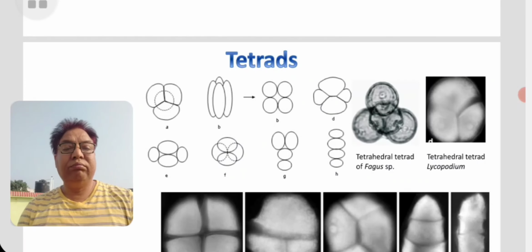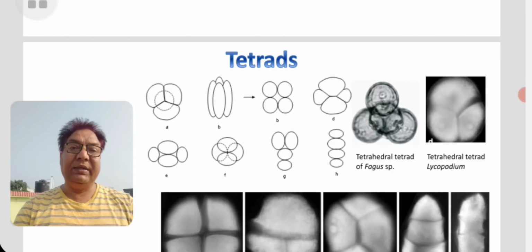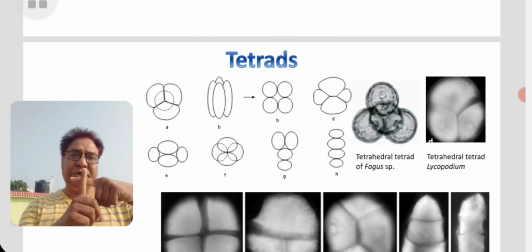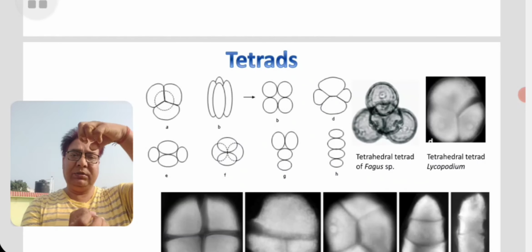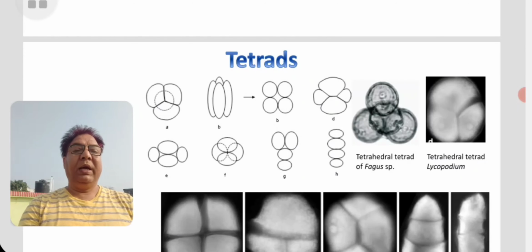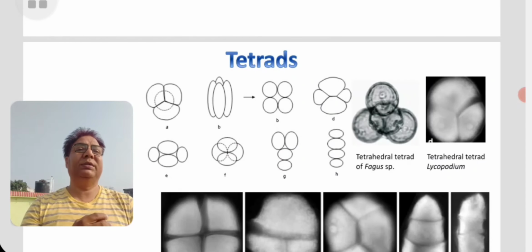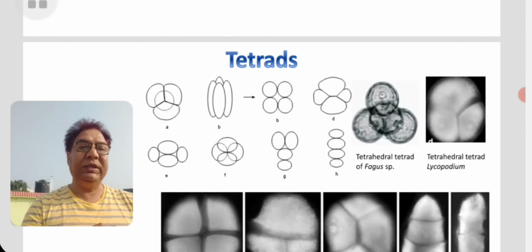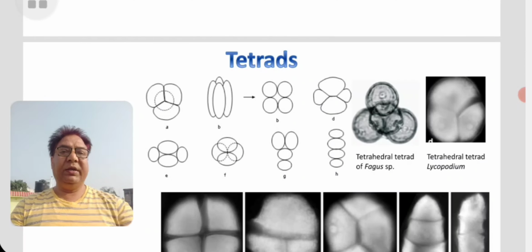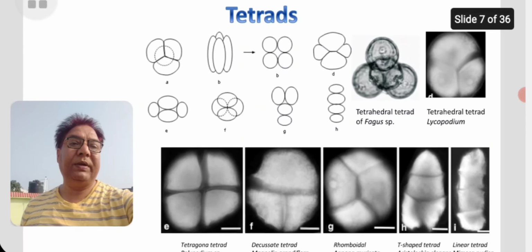And then in the second row you get two diagrams that are decussate, where you get a plus or cross-shaped arrangement. Two cells like this, another two cells like this. This kind of decussate arrangement is also found in angiosperms. Then there is the T-shaped arrangement, two cells like this, and below that two cells forming an English letter T like structure. Then the linear arrangement. All these arrangements are found in different plant species.